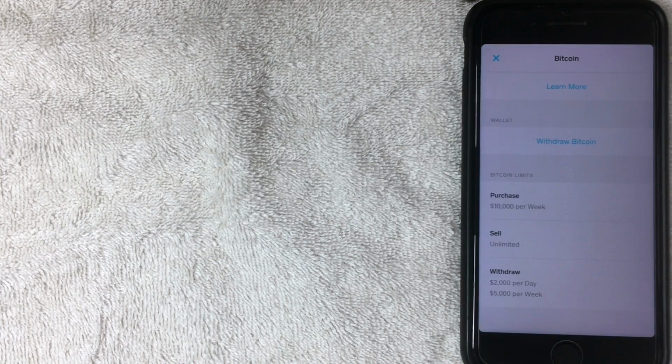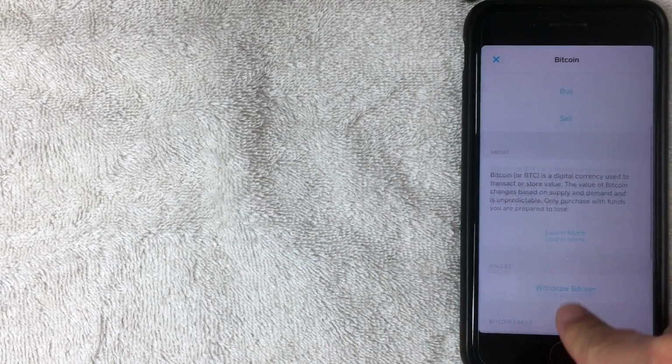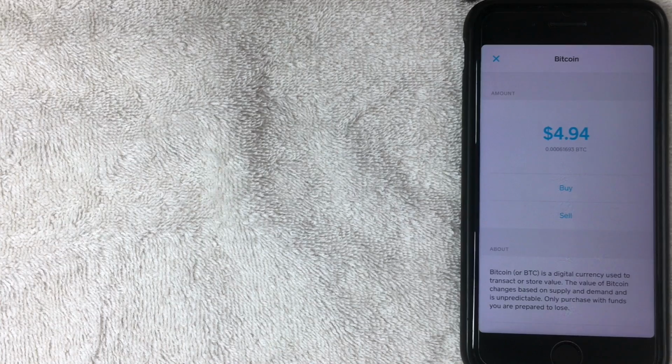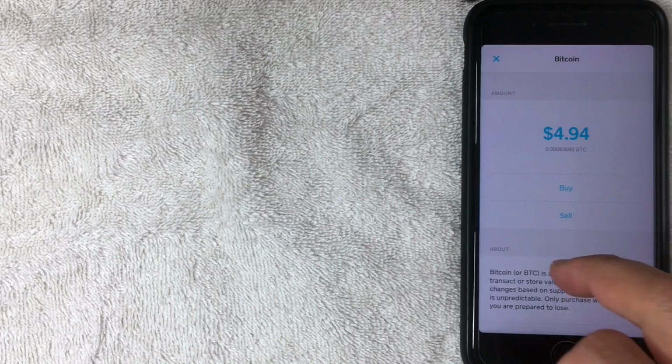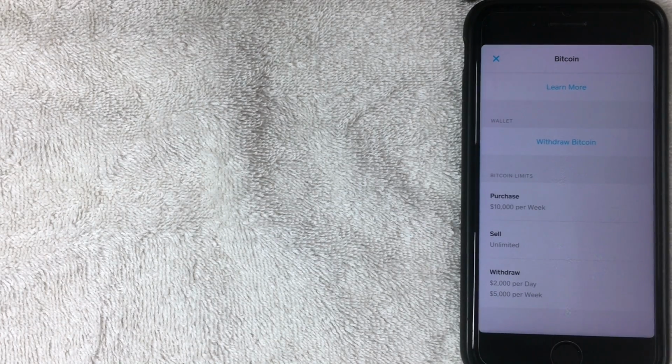Those limits may seem pretty high, especially when you have a small balance like I do, $4.94. However, as of today, Bitcoin is trading at about $8,000 for 1 Bitcoin. So if you are fortunate enough to own multiple, complete whole Bitcoins, you can see that you can burn through these limits pretty quickly. For example, withdraw $2,000 worth of Bitcoin per day. That means that if you have one single Bitcoin in your Cash App of about $8,000, then it's going to take you 4 days to withdraw that to another wallet.